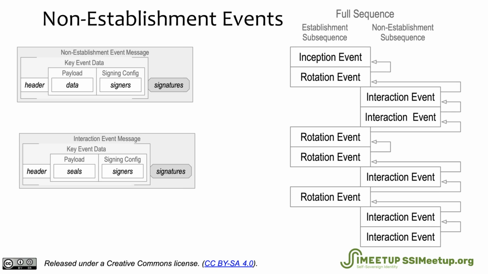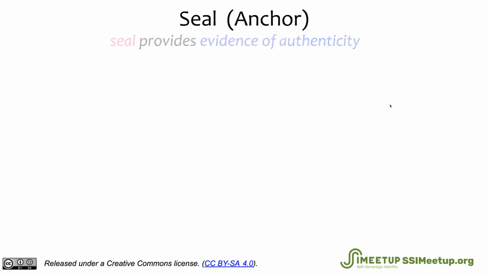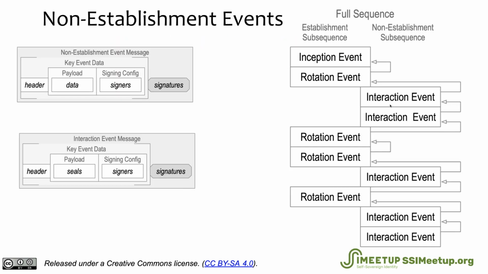So what you get is a full sequence of events that consist of the establishment subsequence and then interaction events that anchor other things. And the key thing here is that given the event log, I can establish for each interaction event and anything anchored in that interaction event, the control authority over that event, because it's in the log, and by replaying the log, I know what keys were authoritative at any point in time. So I don't need any intervening infrastructure to make the establishment. I just need to produce a copy of this sequence, and anybody can verify it, and that's when we use the term end-verifiable.